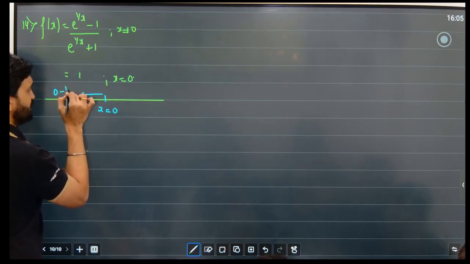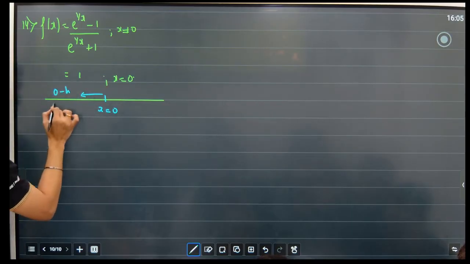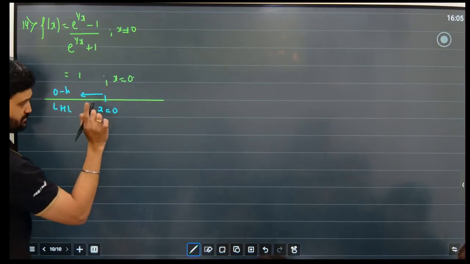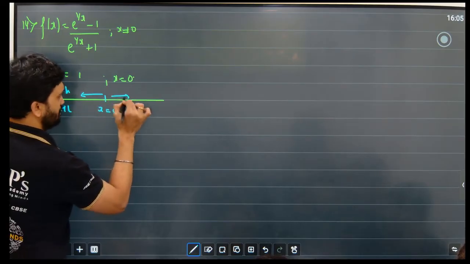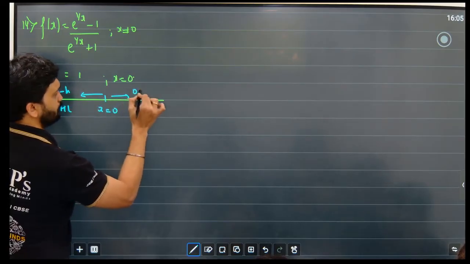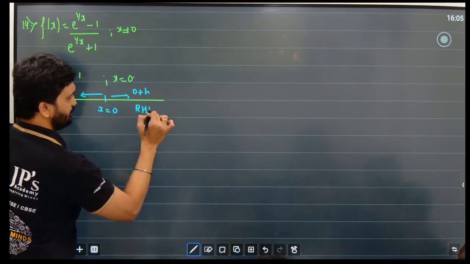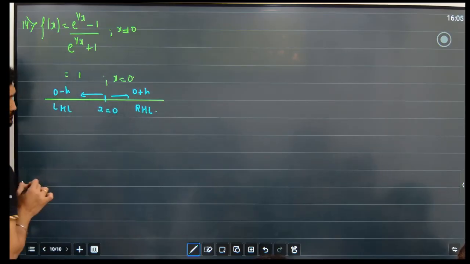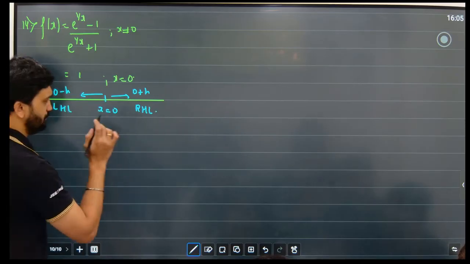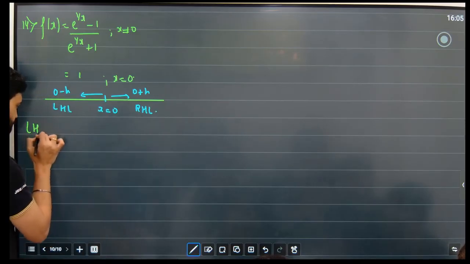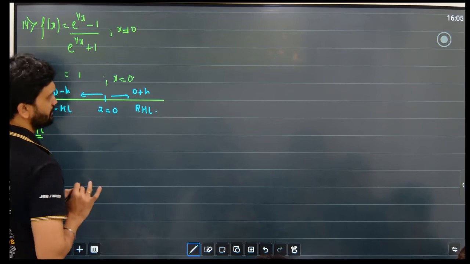I can use x का value as 0 minus h. This is your left hand limit, guys. Okay, please try to understand the question. This is the last sum for today. This is 0 plus h, that is right hand limit. Now what I'll do is I'll start with left hand limit. Let's try to understand this question.